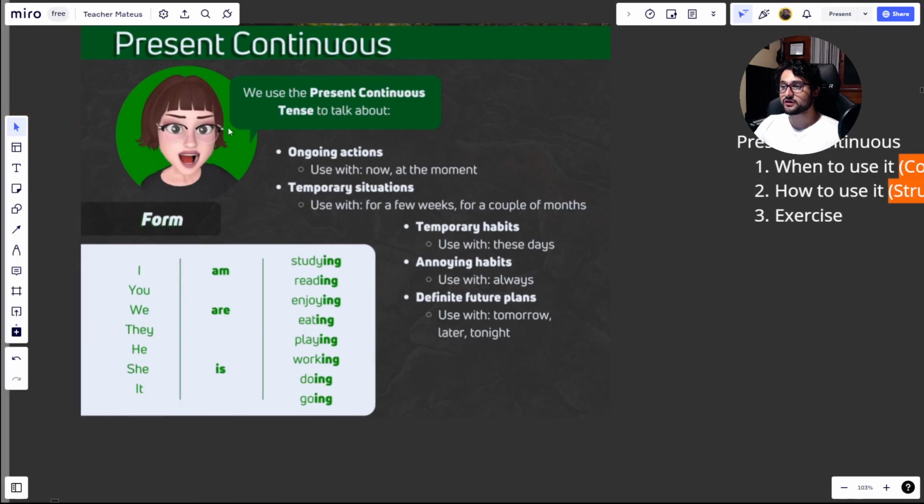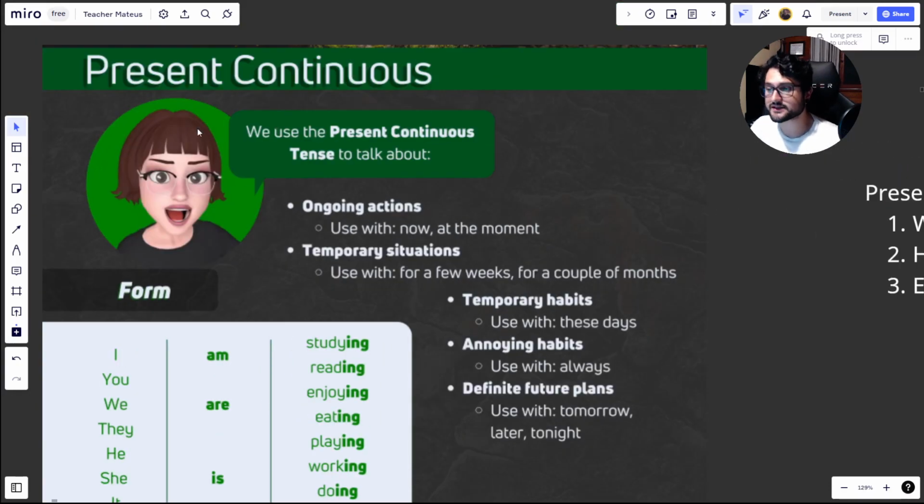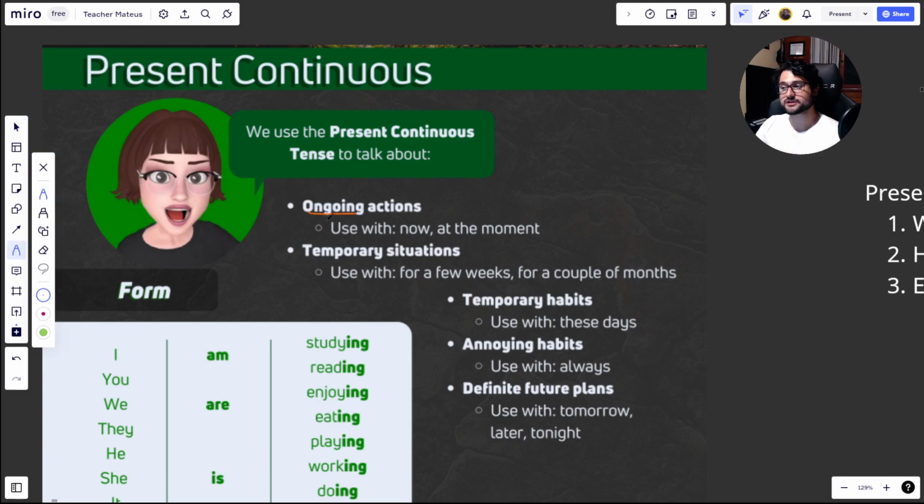Here we have, guys, an image of teacher Gabi, and teacher Gabi is explaining to us the different moments that we use the present continuous. So let's read together. We use the present continuous tense to talk about, 1. Ongoing actions. What is an ongoing action? It is an action in progress in this moment that we are speaking, that we are interacting. For example, I am speaking in English right now. I am talking with you. I am teaching you this lesson, and you are hopefully taking notes about it.